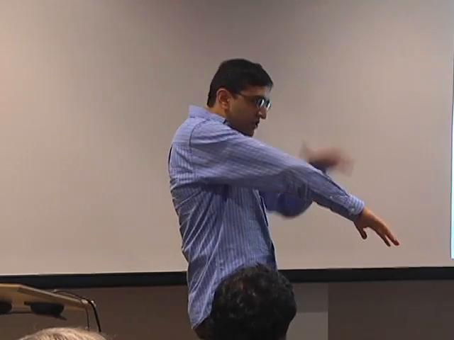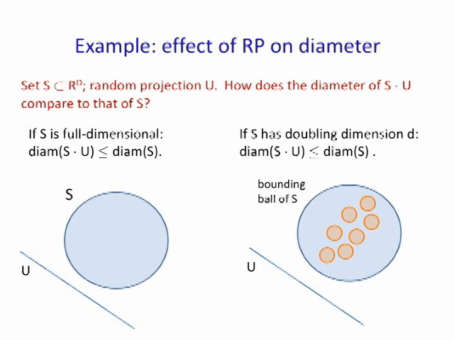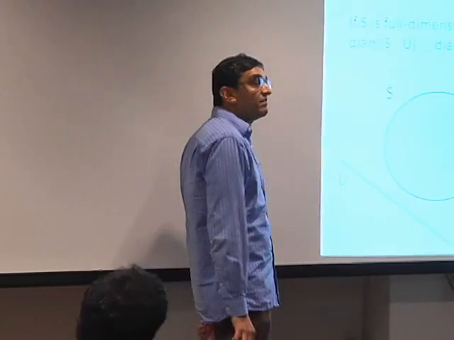Now, the next relevant question is, what happens to the diameter of a set? So what's happening in these random projection trees is you always pick a random line, you project everything onto the line, and you split it at the median. So when you have a set of a certain diameter and you project onto a line, what happens to the diameter of the set? Now, if you have a full dimensional set and you project onto a line, obviously the diameter remains the same. But now, what if your set happens to have low doubling dimension?